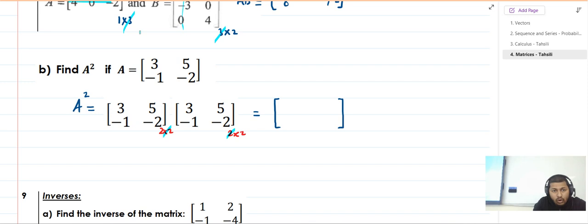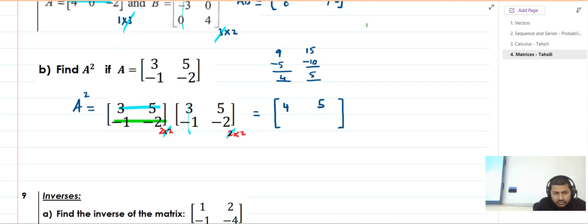Now we're going to take row 1 times column 1. So let's do that. 3 times 3 is 9. 5 times minus 1 is minus 5. Add up both. I get 9 minus 5, which is 4. Right? Next one, take row 1 times column 2. 3 times 5 is 15. 5 times minus 2 is minus 10. Add both, I get 5. I'll put 5 here. Now I'm done with row 1.